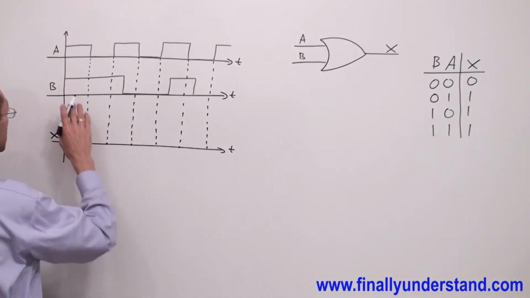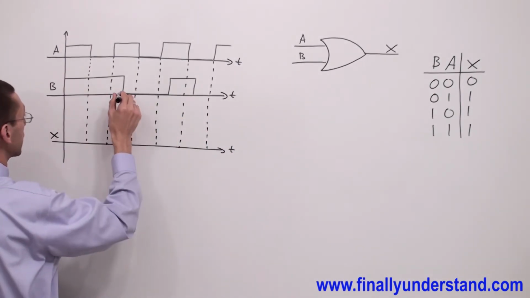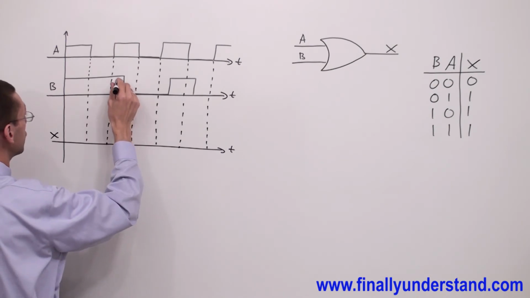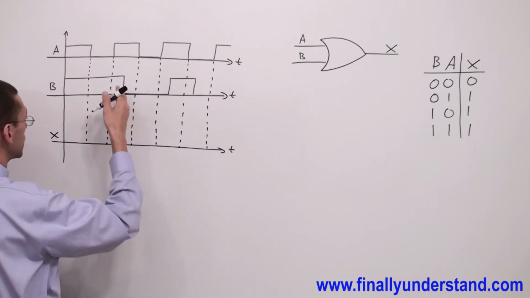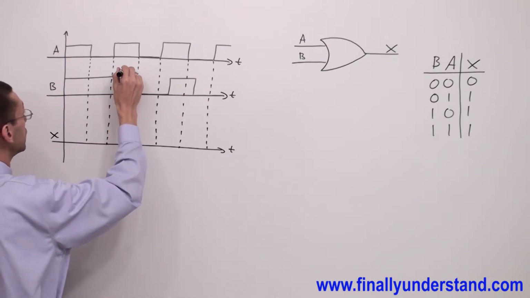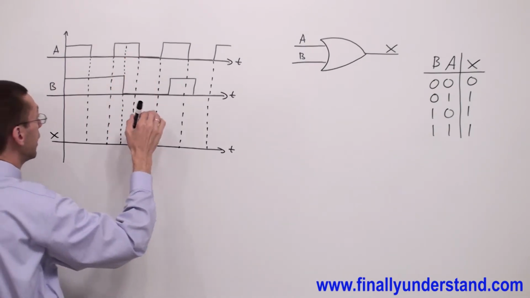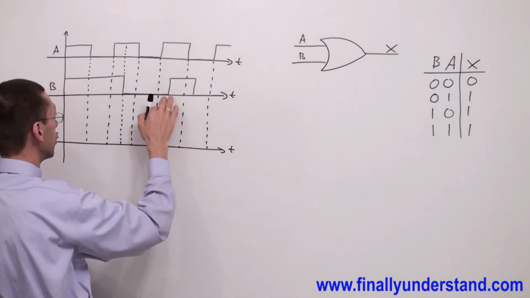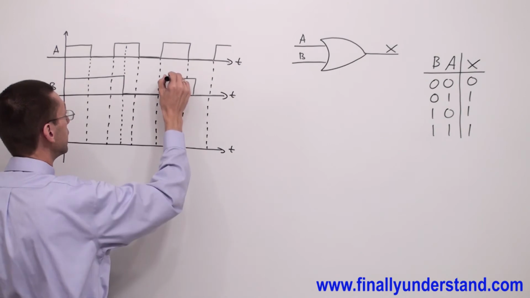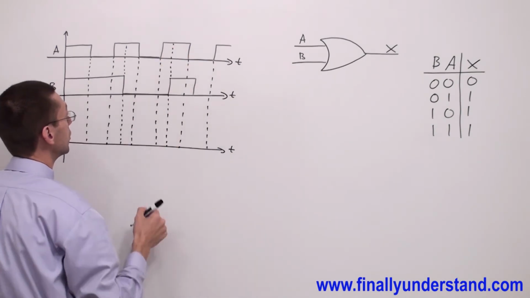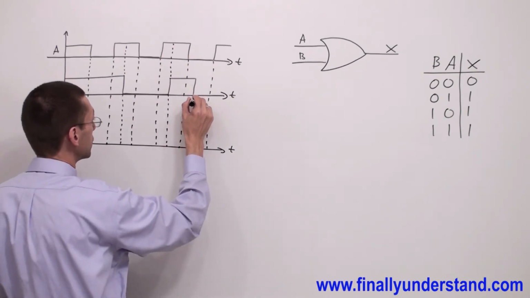Next, I'm supposed to look at waveform B. So this is my transition from high to low, and remember, you're supposed to draw the dash line down, and also you're supposed to draw the dash line up. I have another transition from low to high, and I'm supposed to draw the dash line, and the dash line also has to go up. I have another transition over here.